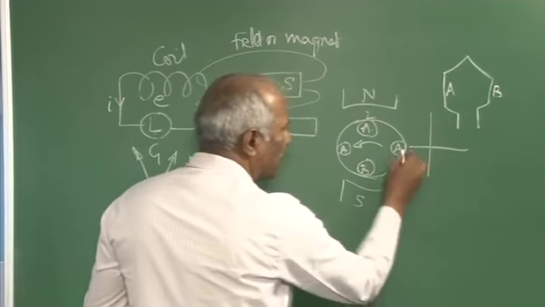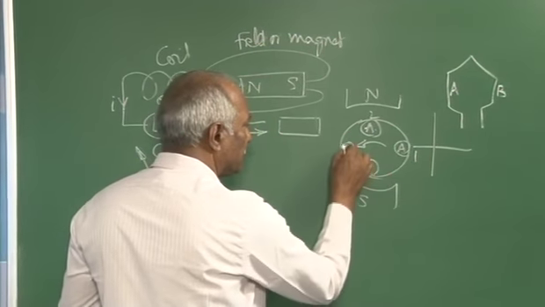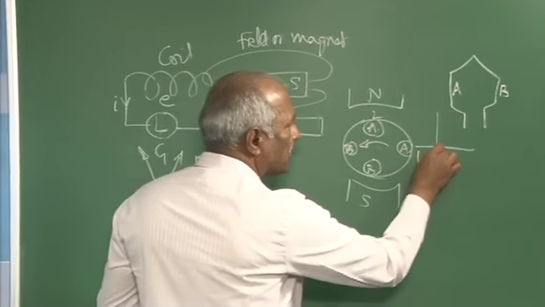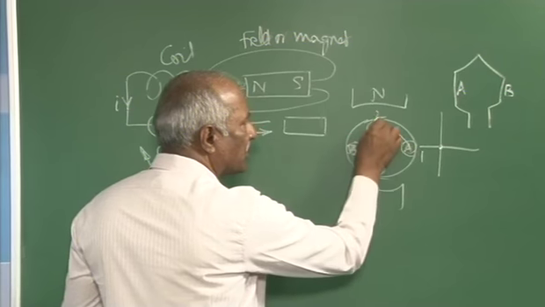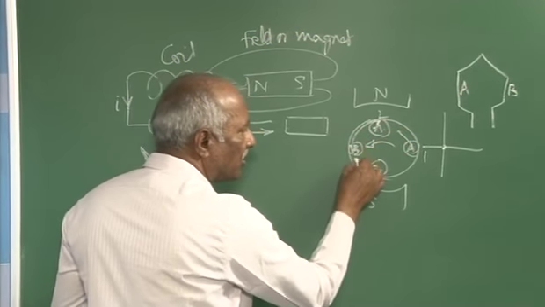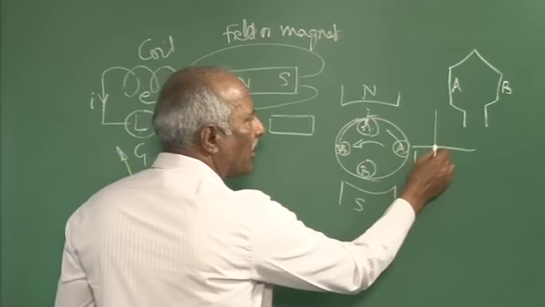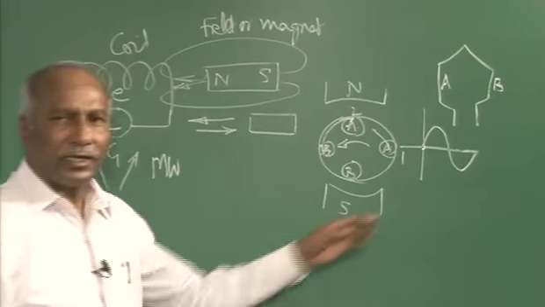At this position, the induced EMF in this AB is 0. As it starts moving, the induced EMF goes on increasing, reaches maximum value, goes on getting reduced, becomes 0 here, and it will change its polarity over here now. In that respect, the EMF induced will be sinusoidal in nature like this.